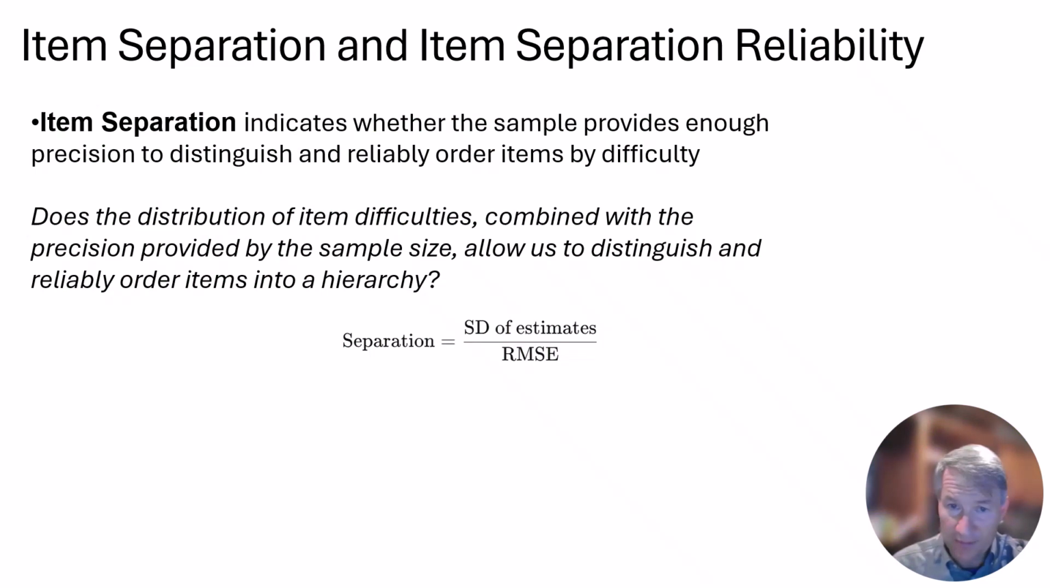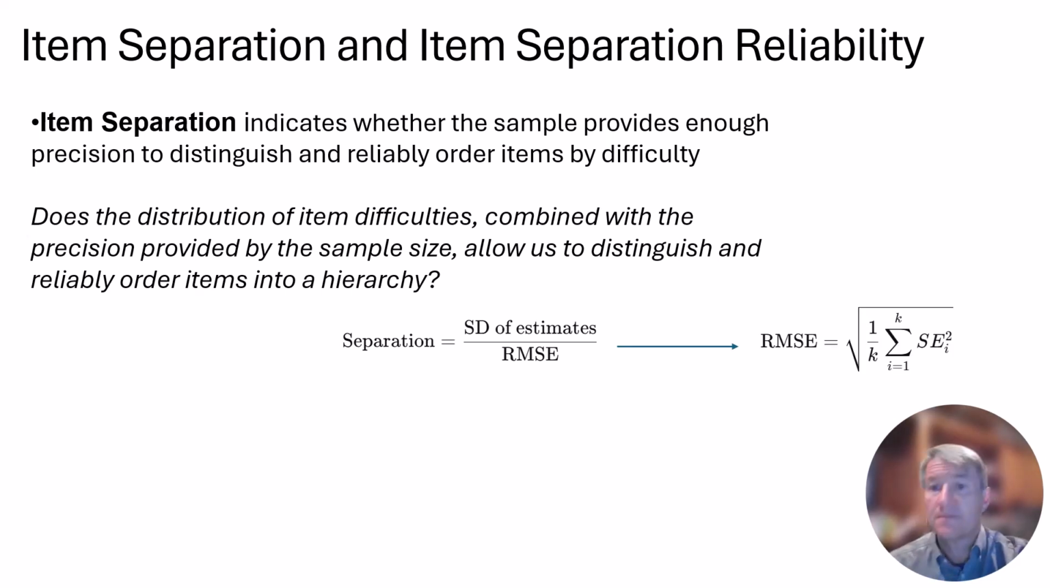Mathematically, item separation is the ratio of the standard deviation of the difficulty estimates to the root mean squared error, where the root mean squared error is the square root of the sum of all the squared item standard errors multiplied by a constant, which is a reciprocal of the number of items.